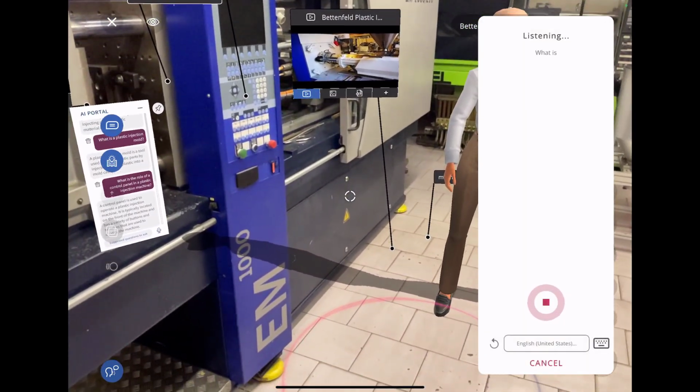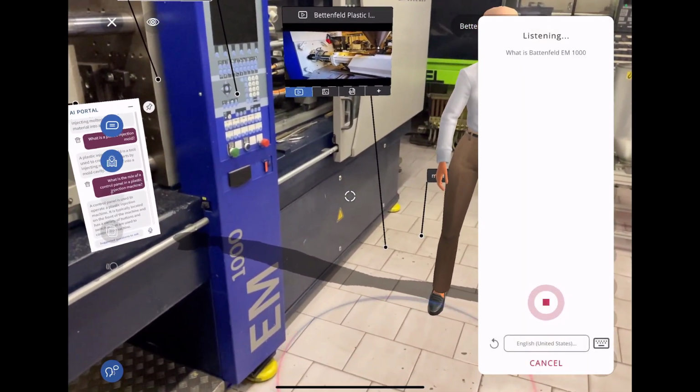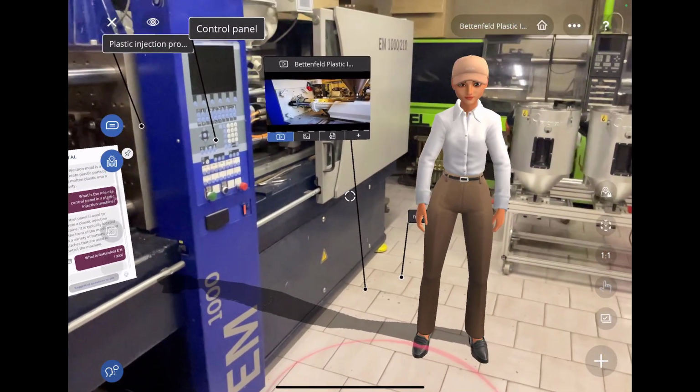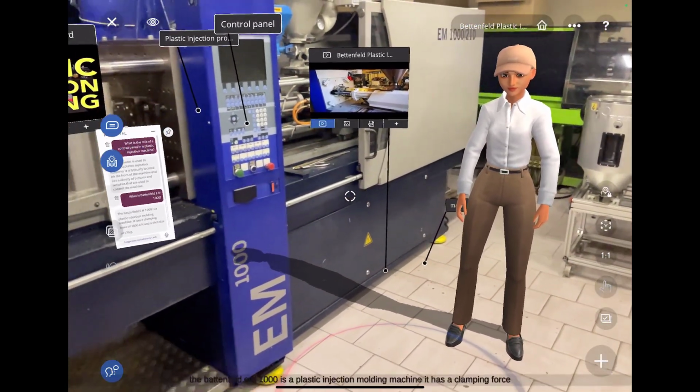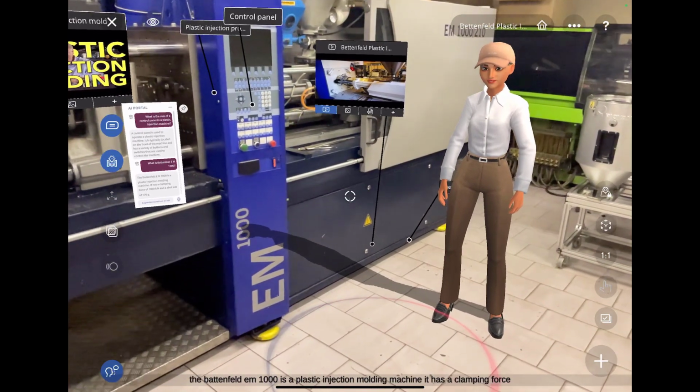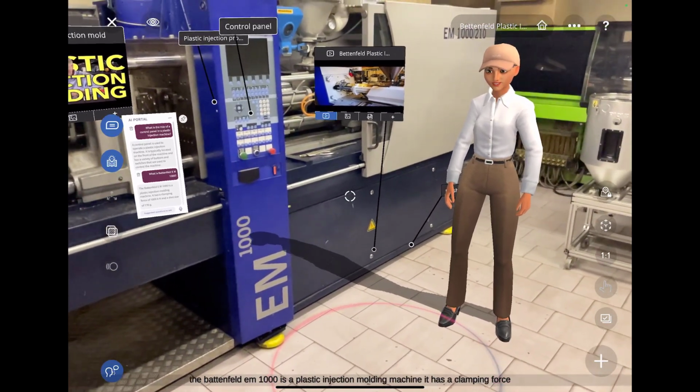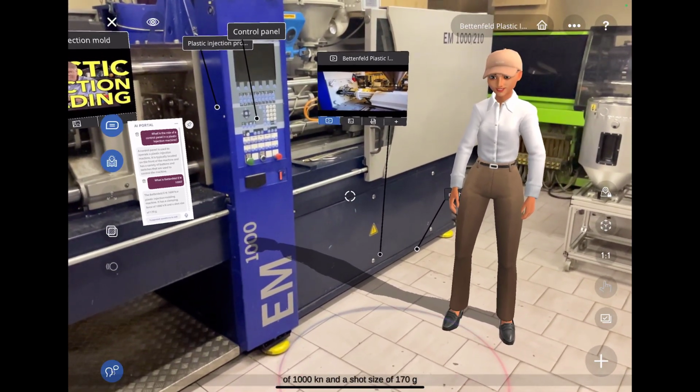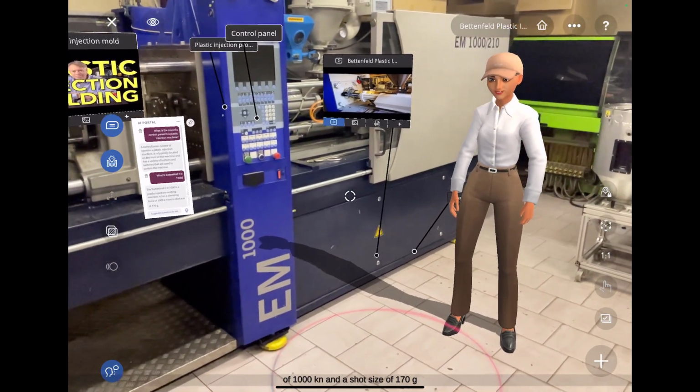What is Battenfeld EM-1000? The Battenfeld M1000 is a plastic injection molding machine. It has a clamping force of 1000 kN and a shot size of 170 grams.